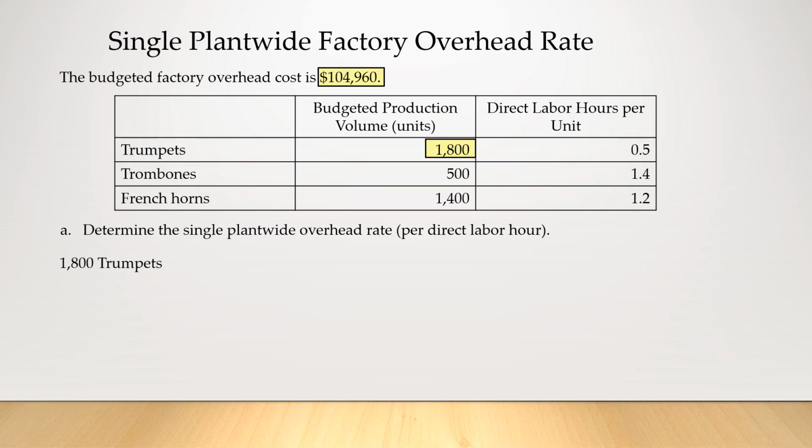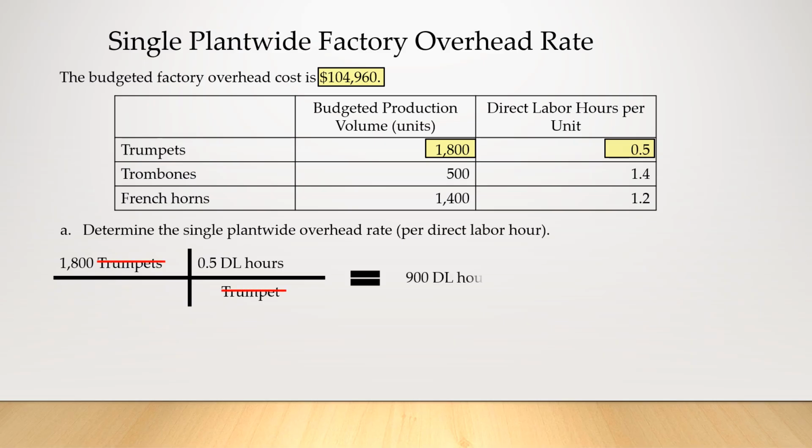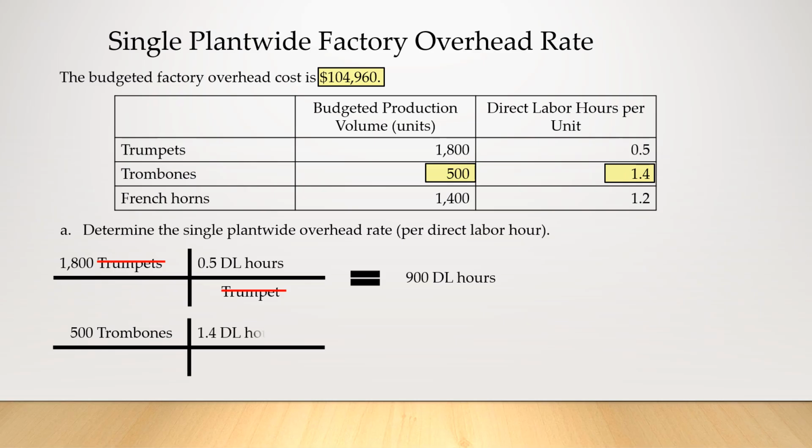To get hours required for their manufacture, we'll multiply that amount by the 0.5 direct labor hours per trumpet. Multiply that out, and these 1,800 trumpets require 900 direct labor hours. We'll perform the same computation for the 500 trombones, but multiply them by 1.4 labor hours per unit instead. Total hours required, 700.